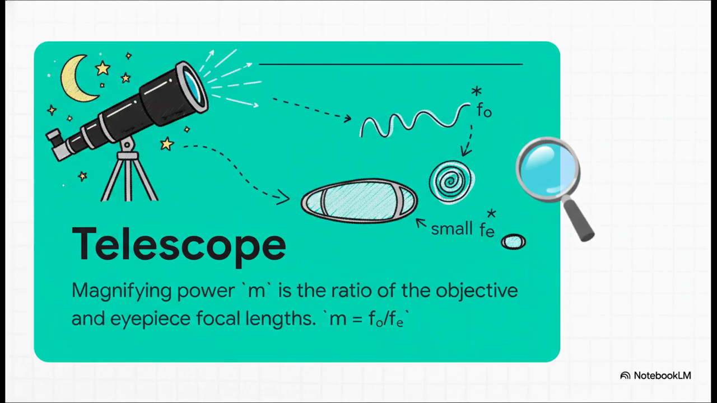What's amazing here is just how simple the core principle is. The magnifying power of a basic telescope is just a ratio. The focal length of the big objective lens that gathers all that faint light from the stars, divided by the focal length of the small eyepiece you look into. That's it. So if you want huge magnification, you just need an objective lens with a really long focal length and an eyepiece with a really short one.